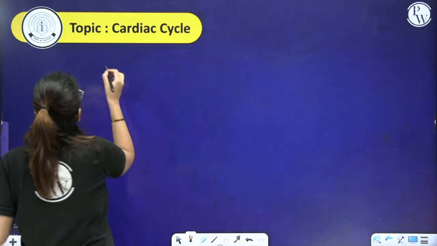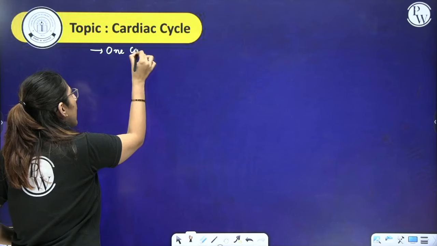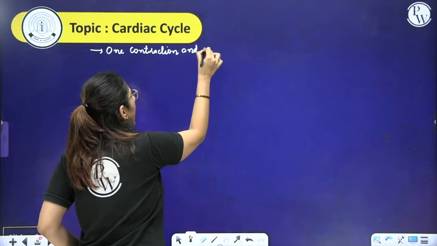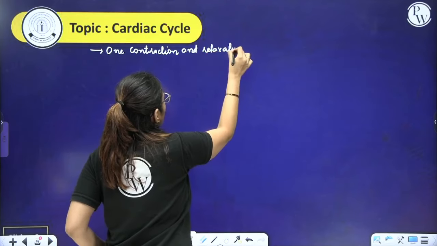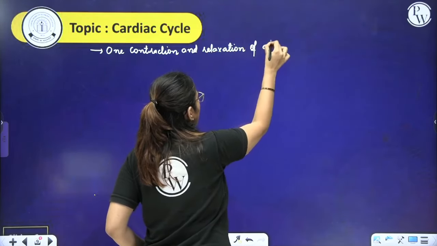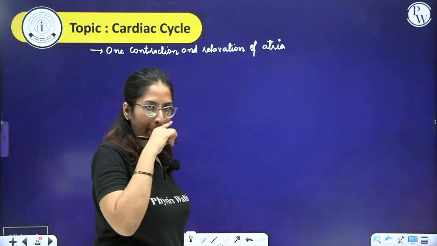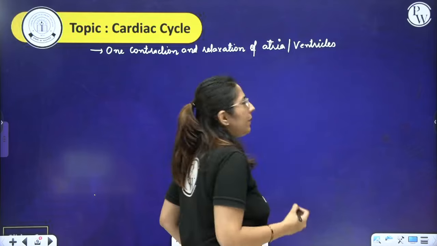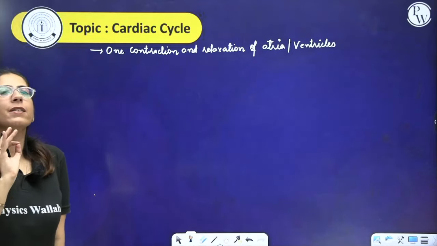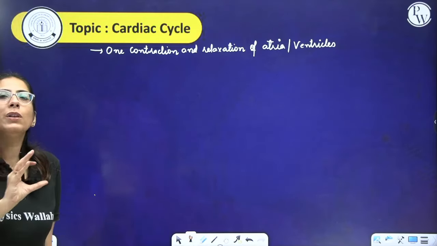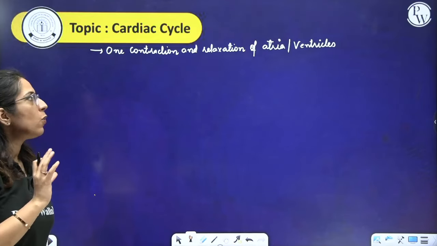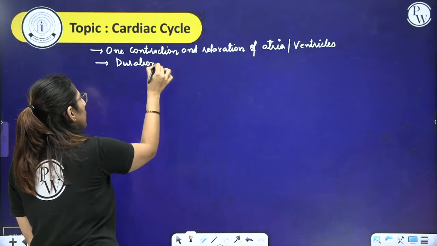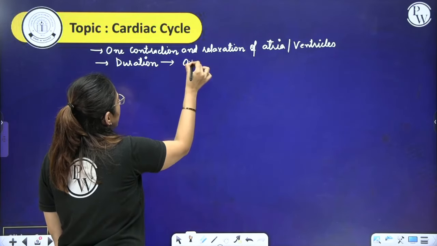Cardiac cycle is one contraction and relaxation of atria. We can say it in terms of atria, right? The ventricle or the muscles which are present in the heart, they are contraction, relaxation, whatever it is, same. Clear? So, cardiac cycle, whole cycle, one cycle I am saying, right? So, what is that duration? You know, the duration of one cardiac cycle is 0.8 second.